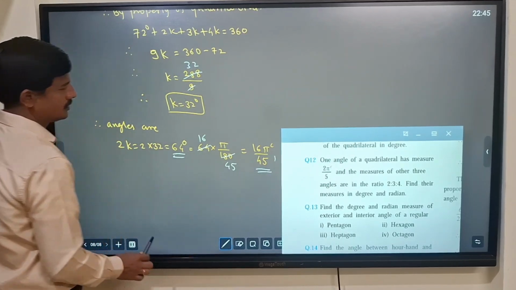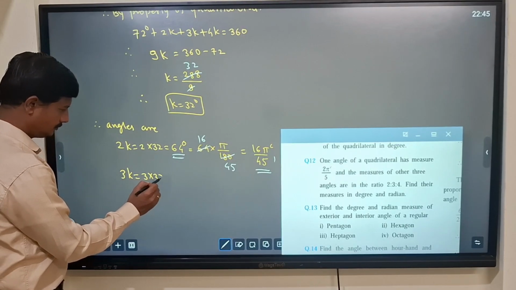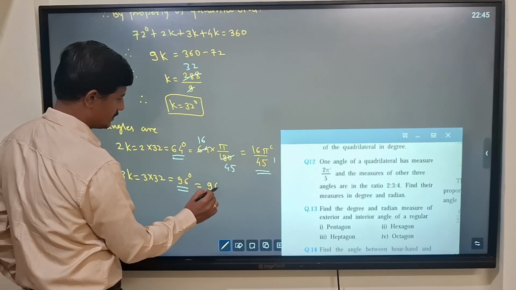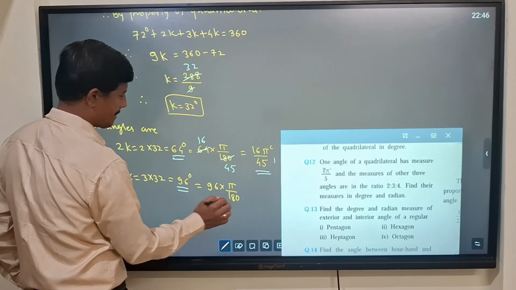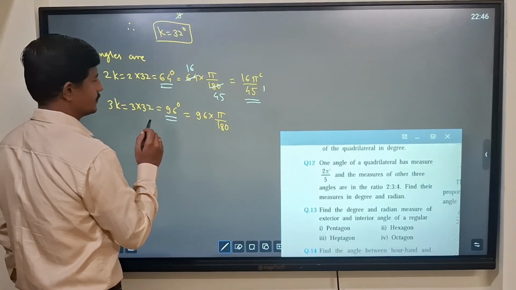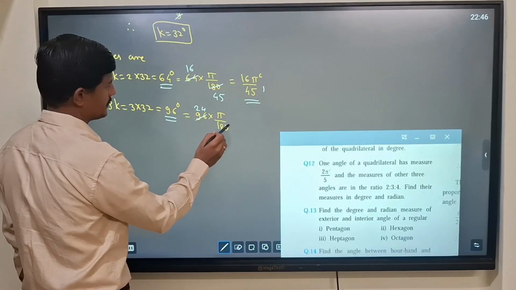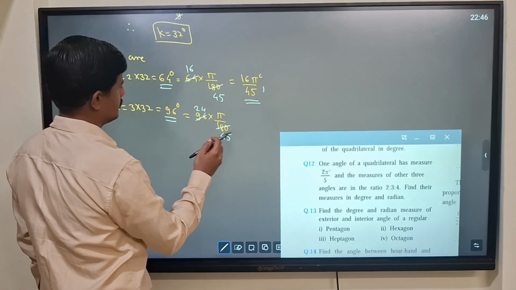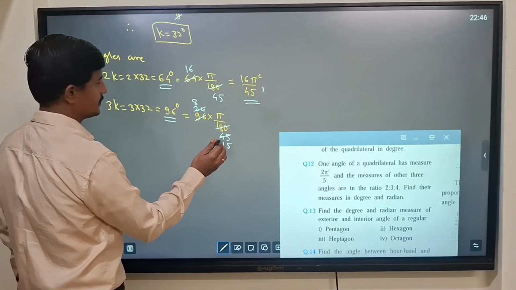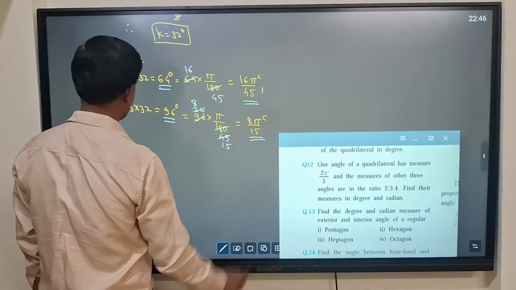Now 3k equal to 3 into 32. This is 96 degree. That is equal to 96 into pi by 180. Again divided by 4, it becomes 24 by 45. This is divisible by 3, 3 8s are 24, 3 15s are 45. So this becomes 8 pi by 15 radian.